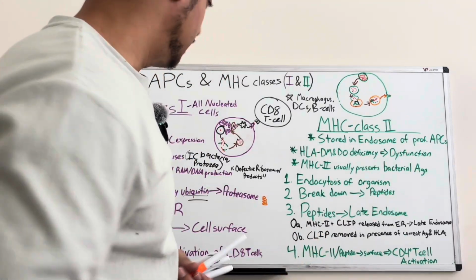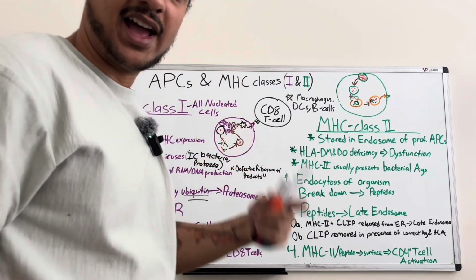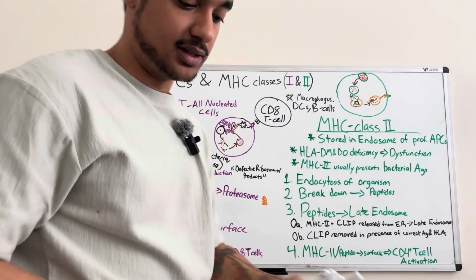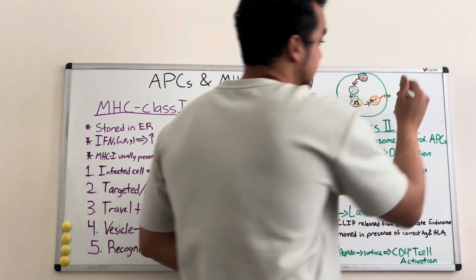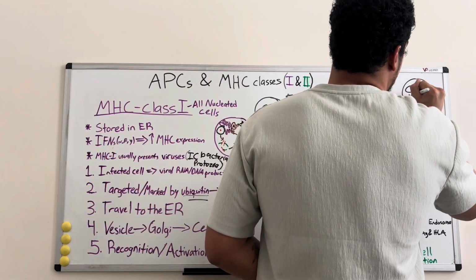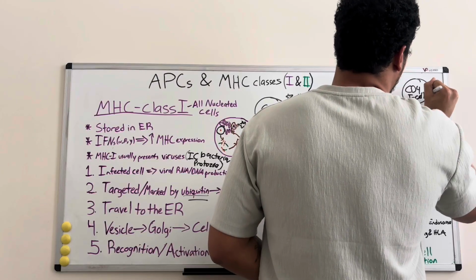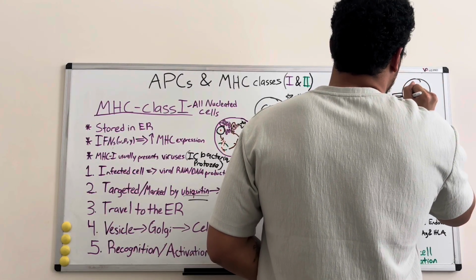Now, we discussed that MHC class 1 gets in contact with CD8 T cells and activates them, causing cytotoxicity. Now, this is going to the surface to activate CD4 T cells. These are called helper T cells. Now, helper T cells have a bunch of differentiations to go between.